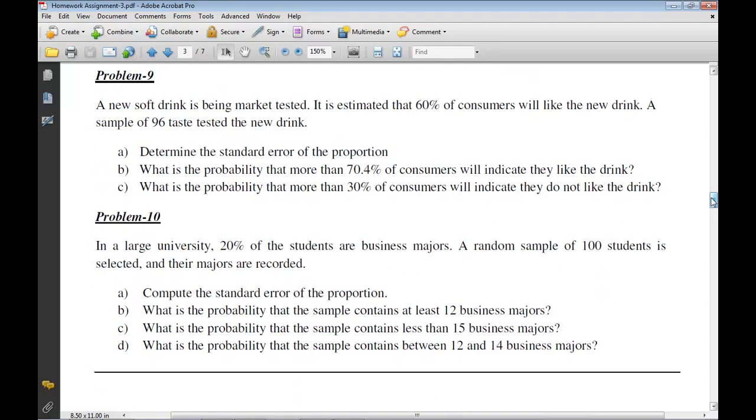A new soft drink is being market tested. It is estimated that 60% of consumers will like the new drink. So 60% means the proportion will be 0.6. A sample of 96, which is obviously more than 30. Because it is more than 30, we can make use of the central limit theorem and approximate this data with the normal distribution. So determine the standard error, and then what is the probability that more than 70.4% of consumers will indicate they like the drink?